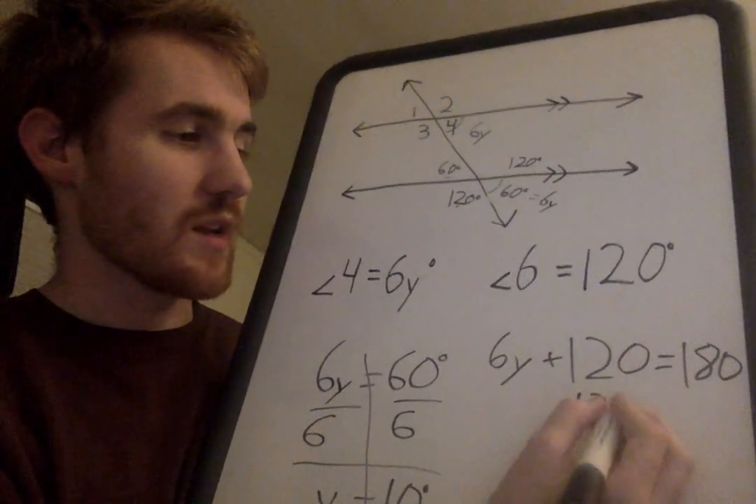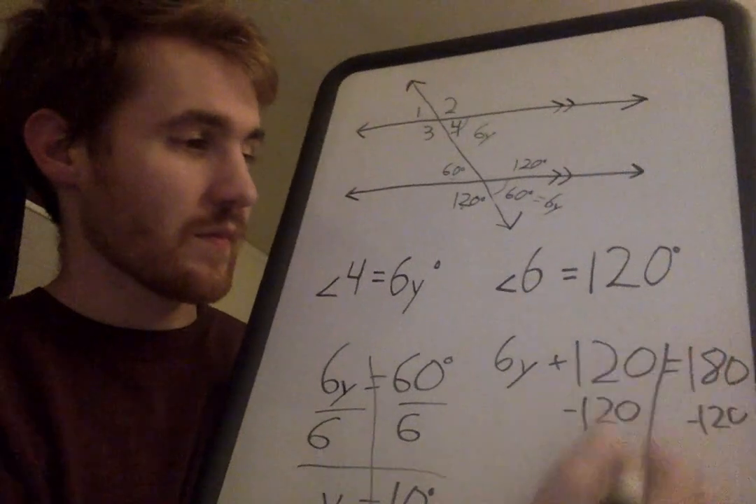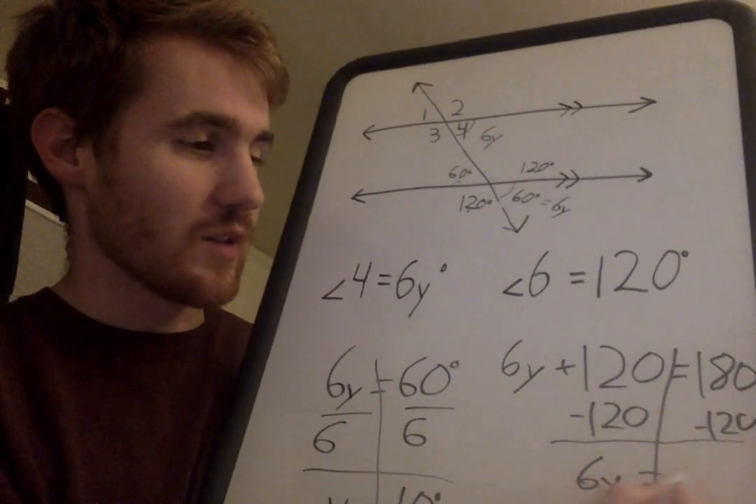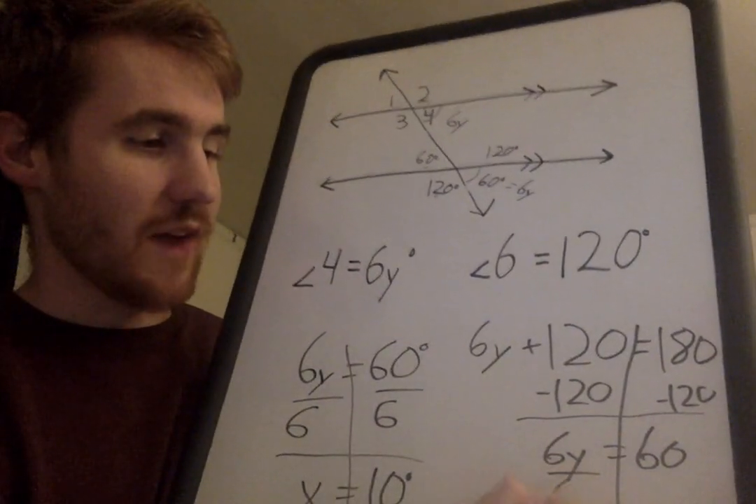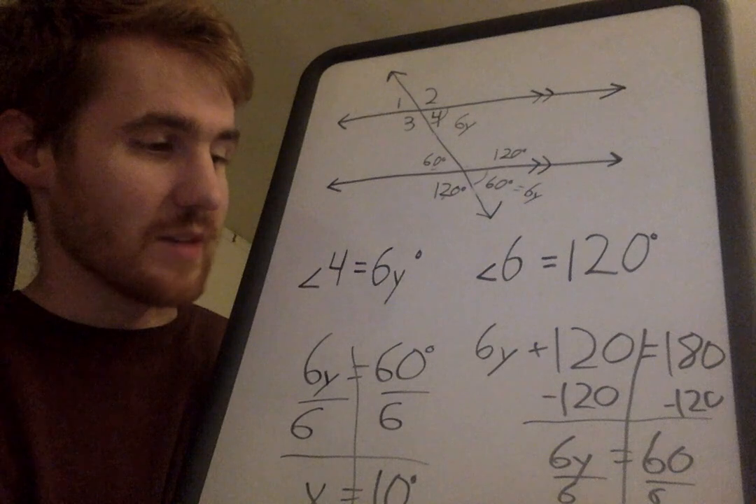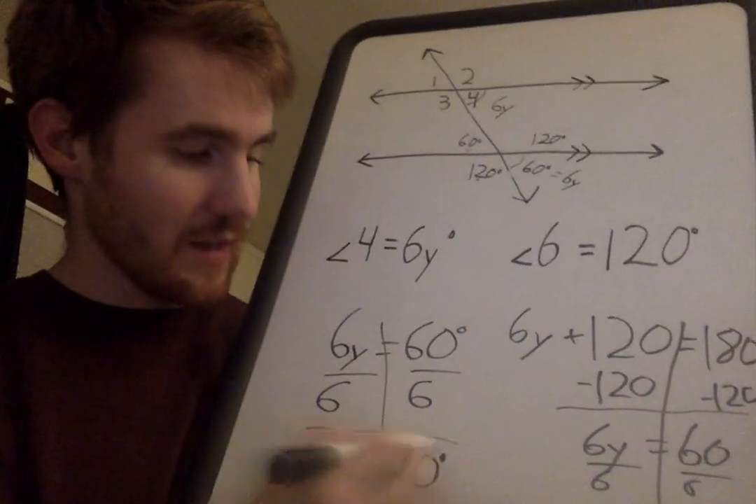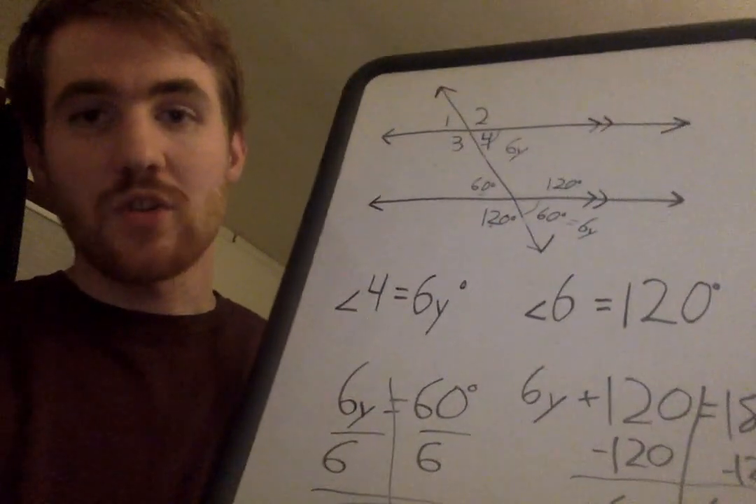And then solve that similarly. Subtract 120 on both sides. You're left with 6y equals 60. And same thing, divide by 6. We get the same answer we did over here. y equals 10 degrees. So that's what I have for you on angles.